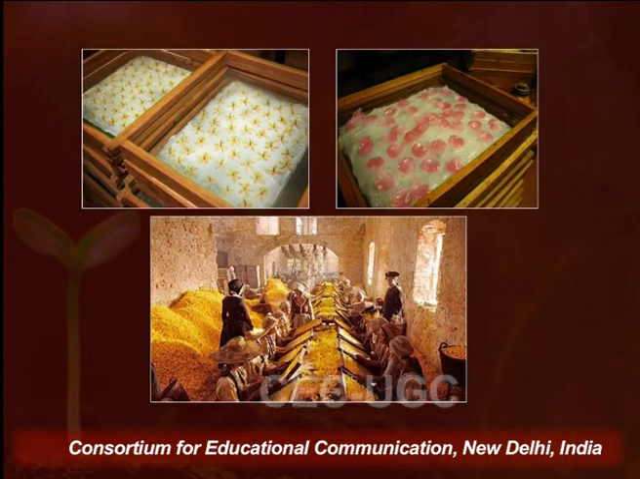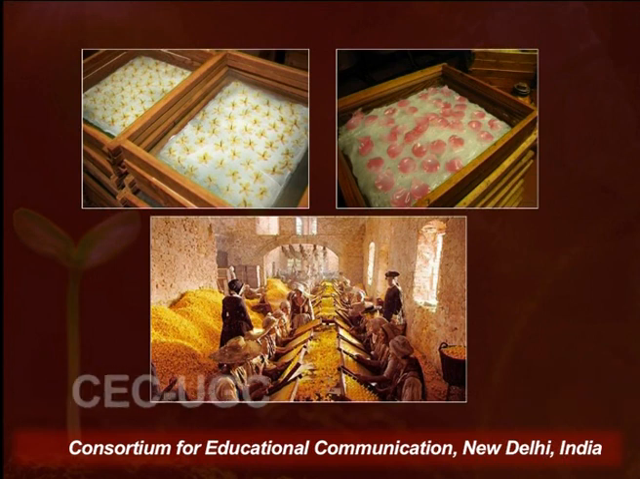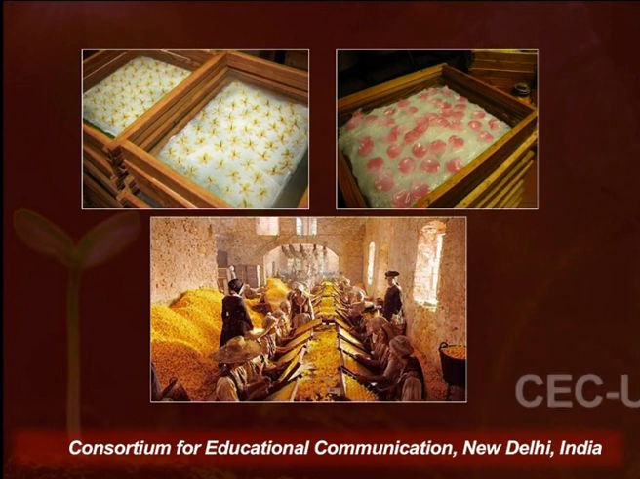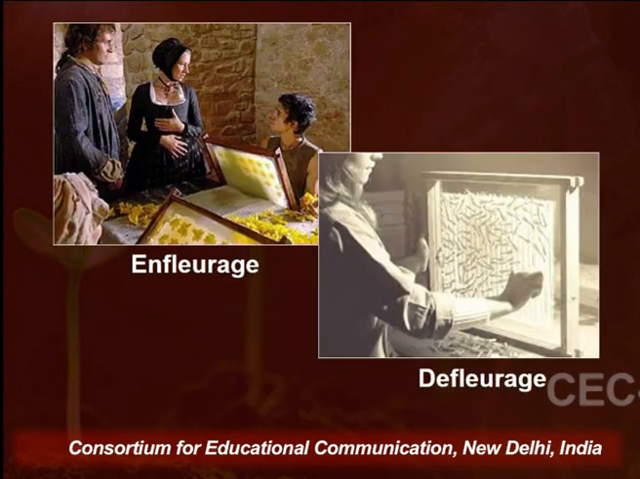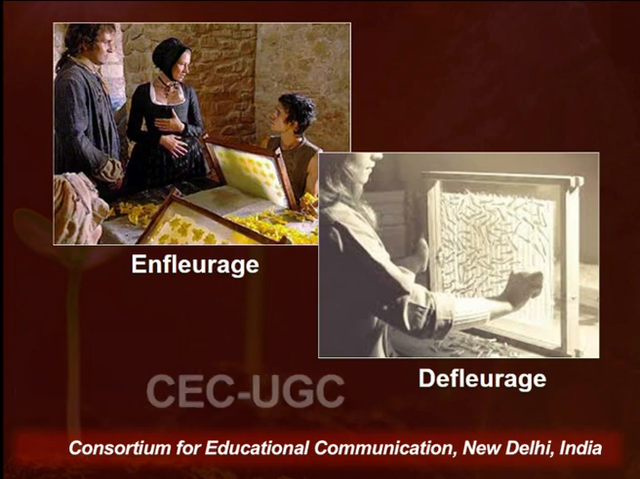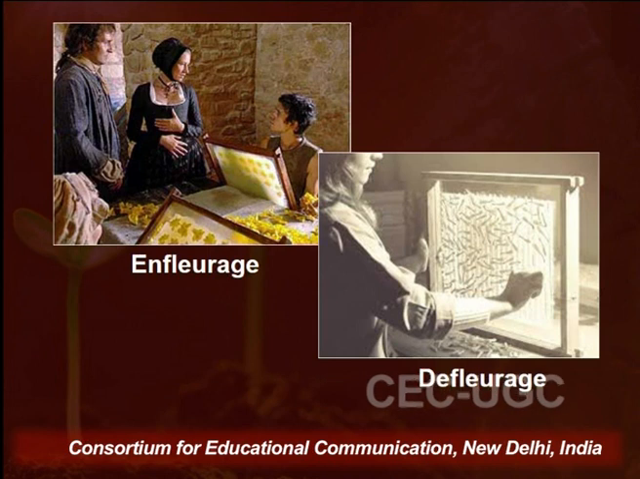So here in this image you can clearly see the wooden frames, and there is a fatty layer spread onto the glass plate that is enclosed in the wooden frame, and the petals are placed onto the fatty layer, that is enfleurage. And in the lower picture you can see the workers carefully placing those petals onto the fatty layer, which we call enfleurage. Here you can see in the second image the petals are being carefully removed from that fatty layer, and this process, as we discussed, is known as defleurage.